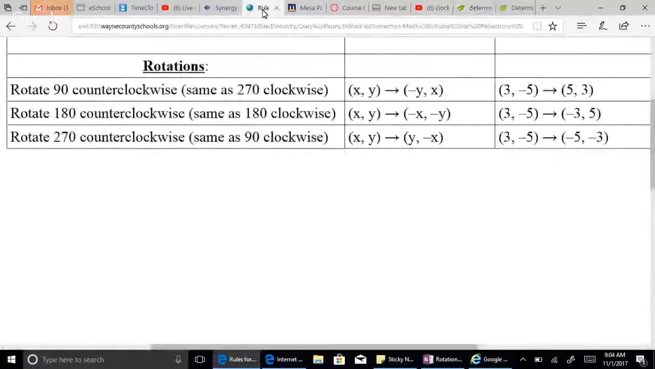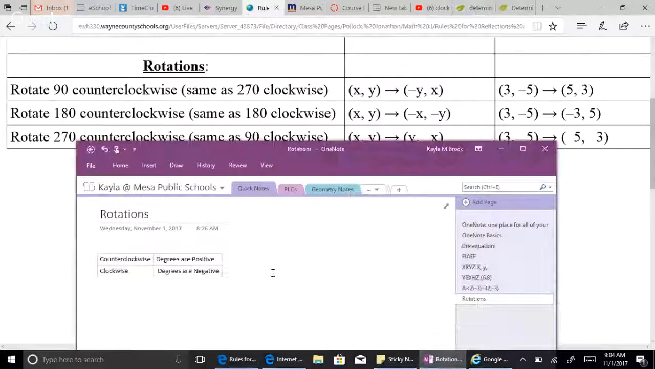In addition to these rules, something that you need to know is that when you rotate counterclockwise, your degrees are going to be positive. When you rotate clockwise, your degrees are going to be negative. And if you get confused as to what clockwise is and what counterclockwise is, you can look at the clock in the room. The direction that the second hand is moving is clockwise. And if you were to go in the opposite direction, that would be counterclockwise.